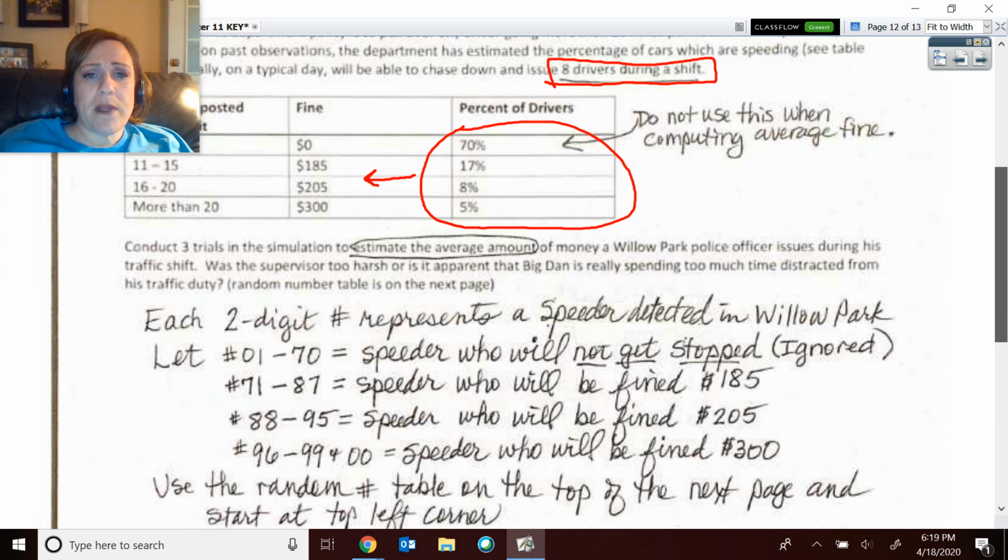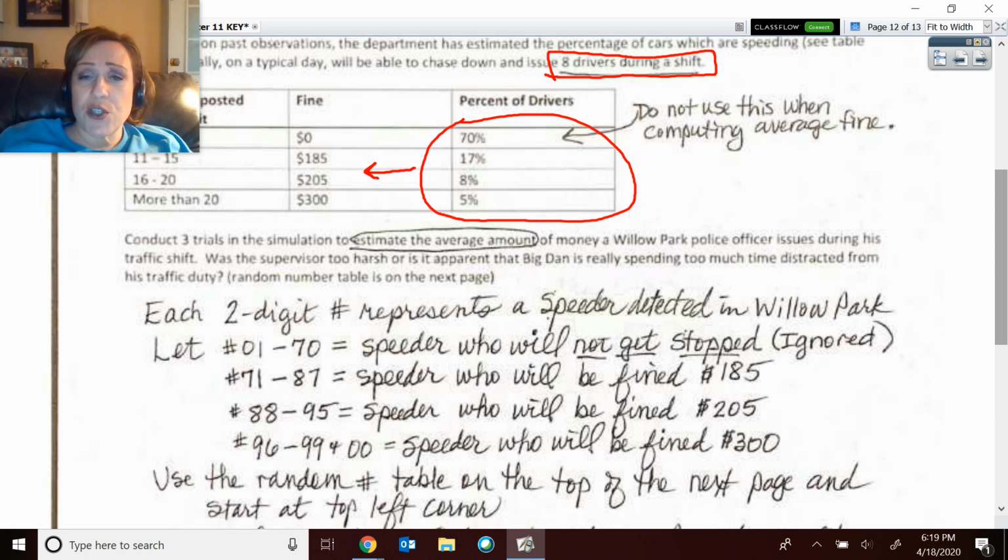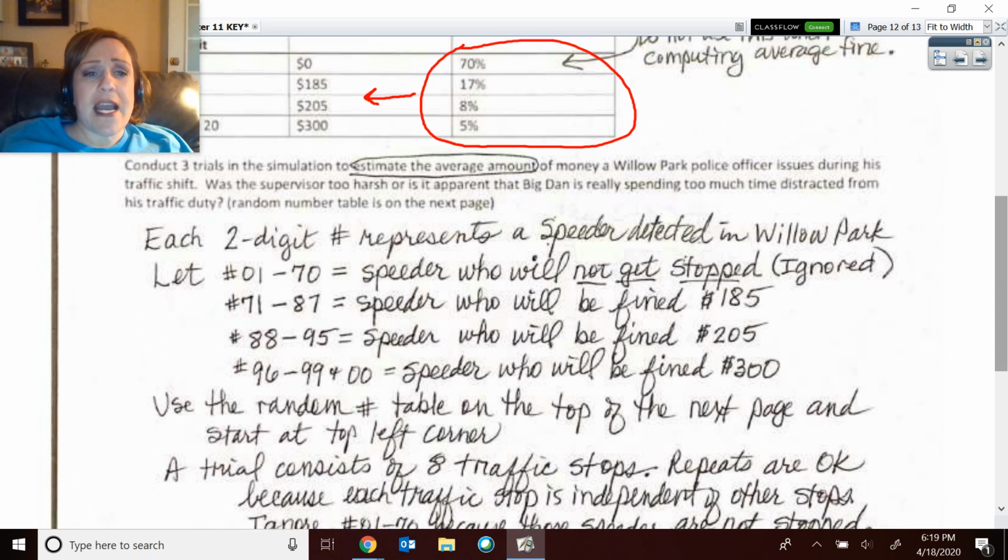Okay. So because of these rates that need to be accurate to the ones place, 17, 8, 5%, I'm going to be using 2-digit numbers. So my 2-digit numbers are representing the speeders that are detected. Okay. Now what happens is, I know we're looking at the 8 drivers that Officer Teague stops. So these digits 0, 1 to 70 are going to be ignored, because they are not going to be some of the 8 that he stopped.